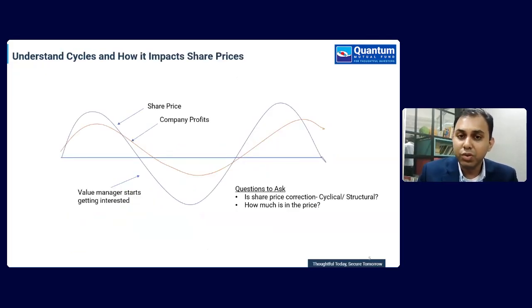This is another version of the same chart. If you were to amplify, us being value managers, we typically get interested in a company when the earnings cycle in the near term could be weak, or there could be some other pressures because of which the stock reaction is a bit more amplified in the negative. That is where we get fundamentally sound companies which are trading at a discount to intrinsic value. So the key question to ask at that point in time is whether the share price correction due to the earnings decline is cyclical or structural.